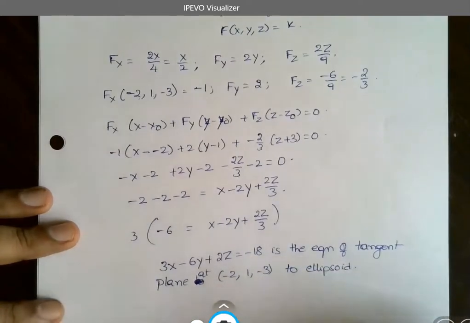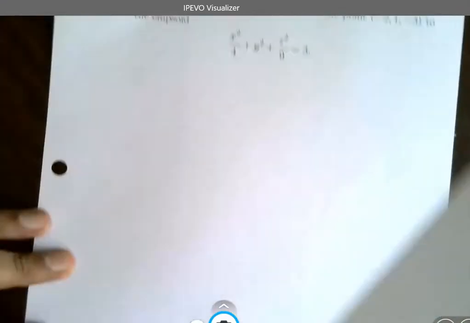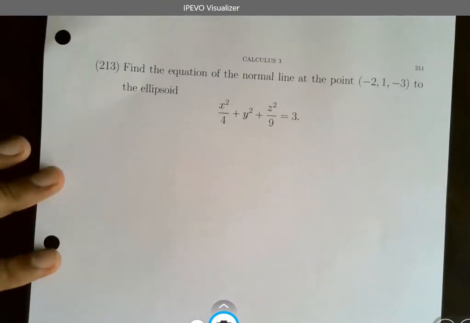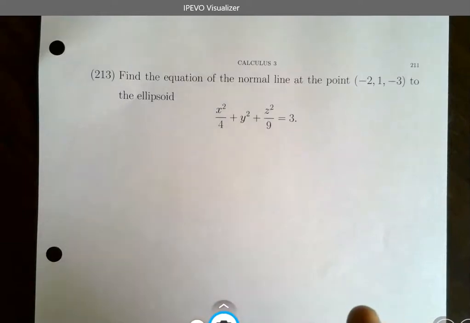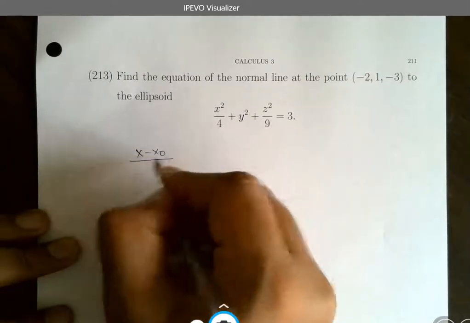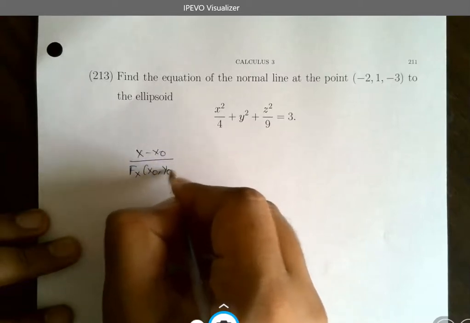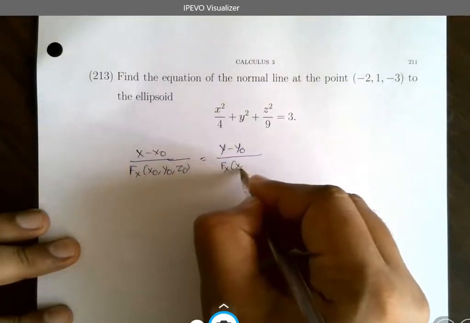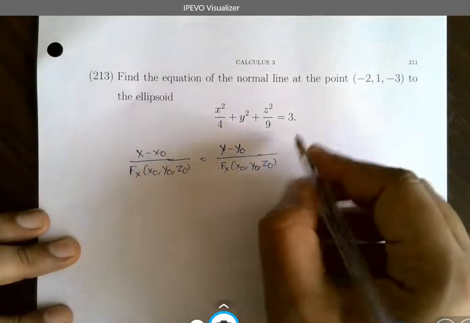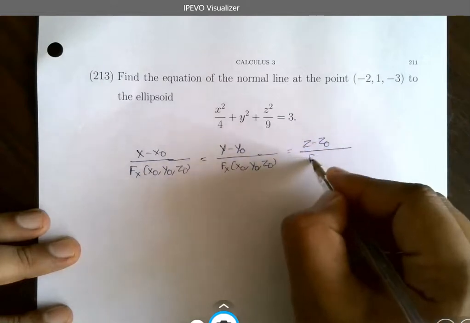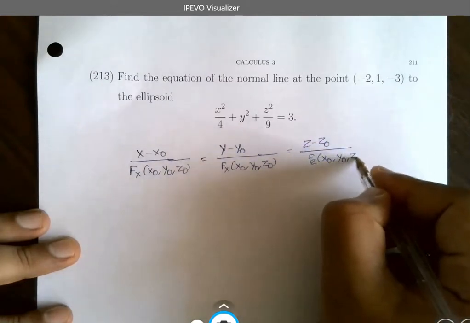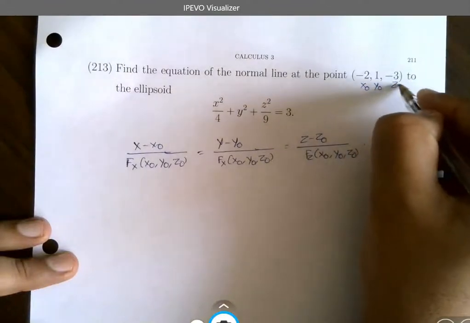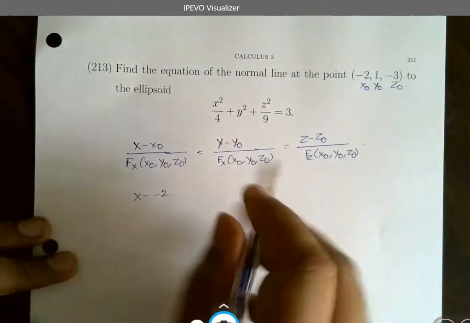I hope this is clear. If you have any questions, let me know. Okay, so now find the equation of the normal line. I mean, we did that, right? That was x minus x naught divided by fx at x naught y naught z naught, and y minus y naught divided by fy at x naught y naught z naught, z minus z naught divided by fz of x naught y naught z naught. That is the direction of the normal line, right? This is x naught, that is y naught, this is z naught. So you get x minus negative 2.